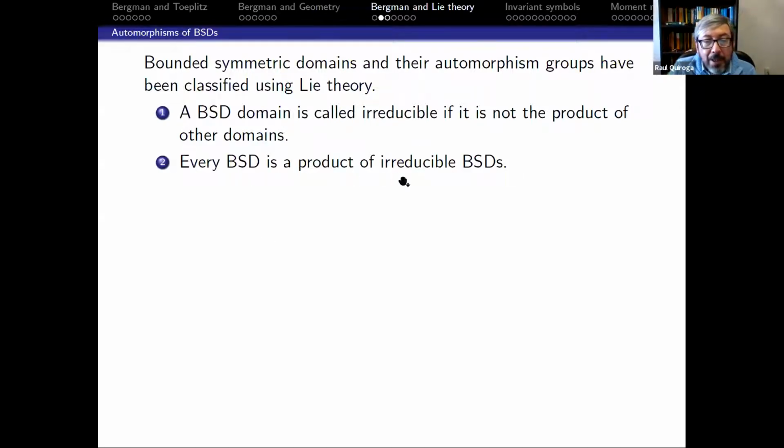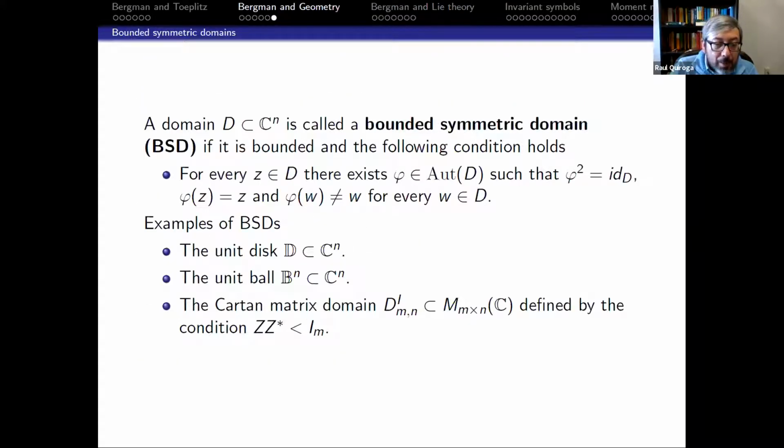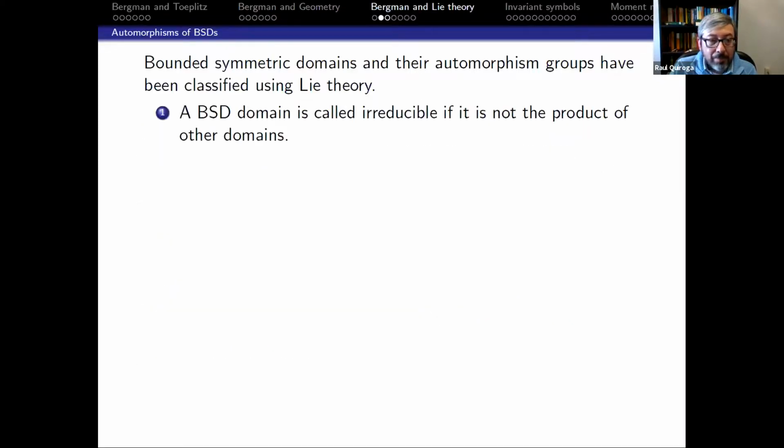Every bounded symmetric domain is a product of irreducible bounded symmetric domains. So you consider irreducible ones. Every other bounded symmetric domain is a product of those. So you only want to classify the irreducible ones, like the unit ball. This domain over here is also irreducible. For example, that's another example of an irreducible bounded symmetric domain.